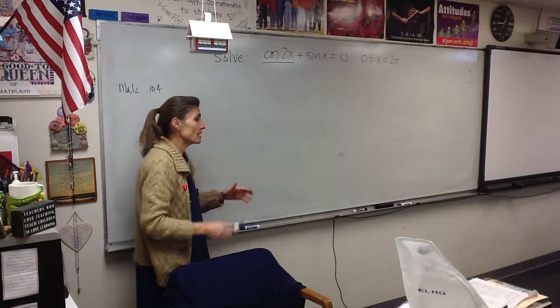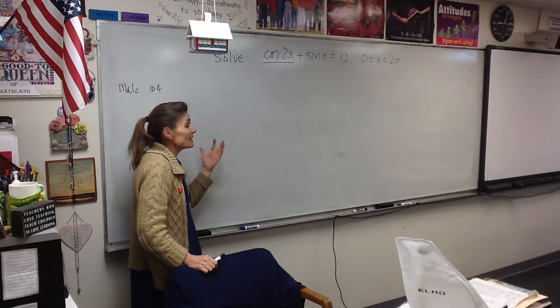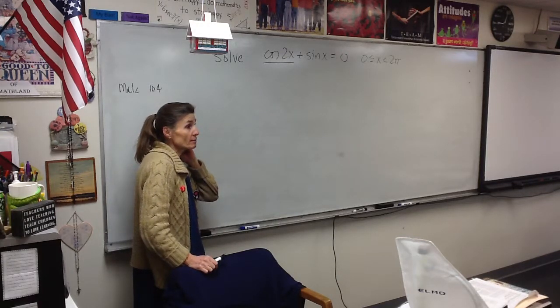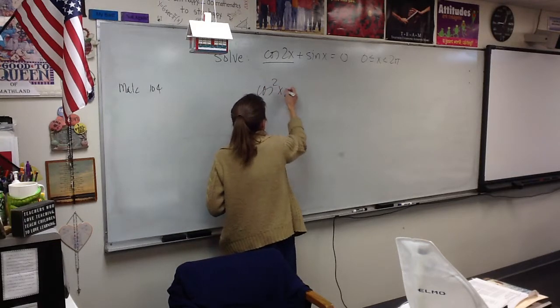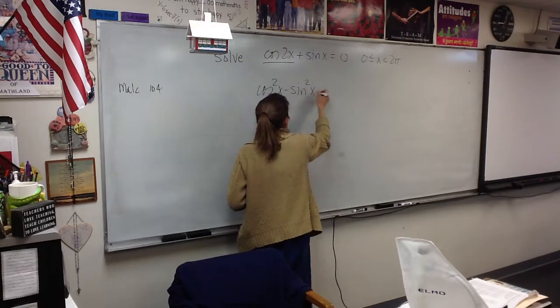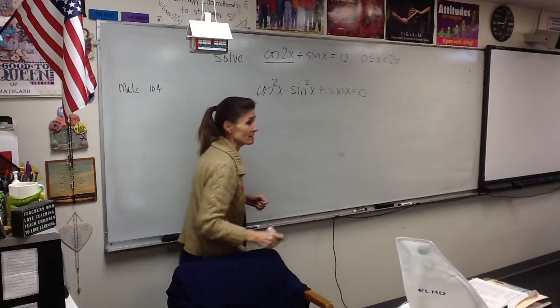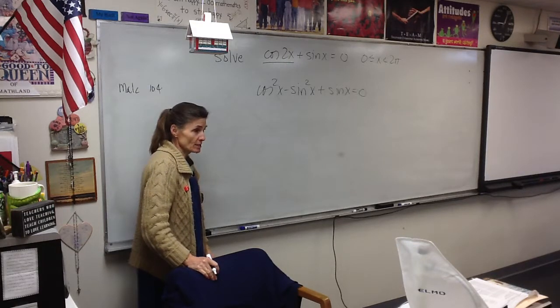Look at your purple sheet. You don't have to have these memorized at this point. Look at your purple sheet. Can you do anything with cosine 2x? Cosine squared x minus sine squared x. Okay, that would be one option, right? One option would be to replace this with cosine squared minus sine squared. That's absolutely okay. Is there any other option? Sometimes there isn't. Is there another option in this case? Yes. What else could I do? 1 minus 2 sine squared.